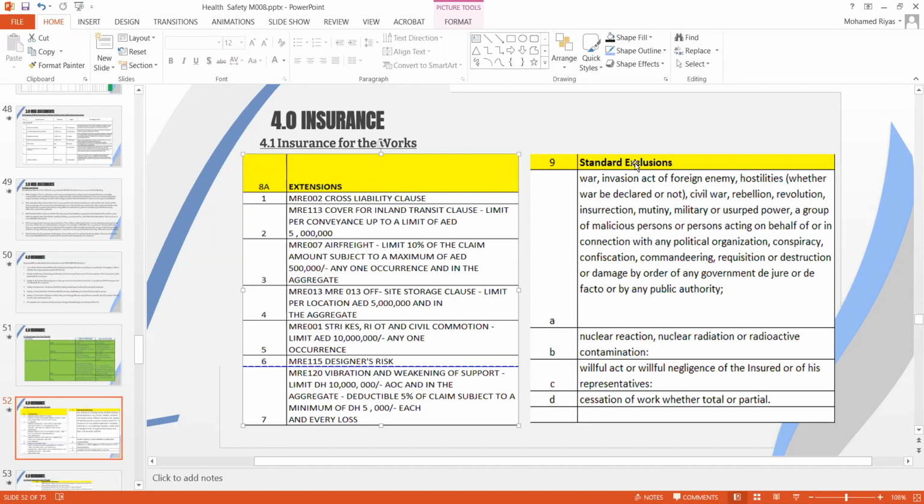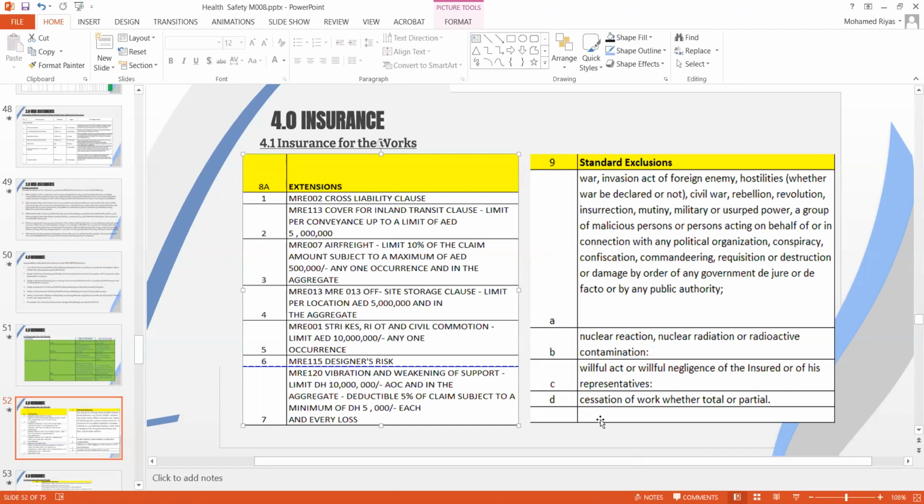And you have standard exclusions in a CAR policy. These cannot be amended, but you might have certain extensions to cover a portion of them. The standard exclusions include war, invasion, act of foreign enemy, terrorism, and so on. These are all standard exclusions. You cannot have a cover for this. Then we have nuclear reaction and radioactive contamination. This is purely excluded in any CAR standard policy under Munich Re wording. Then you have willful act and willful negligence of the insured. If you cause damage to the works through willful negligence, even though CAR covers the works, plant and machinery, willful negligence is not covered.